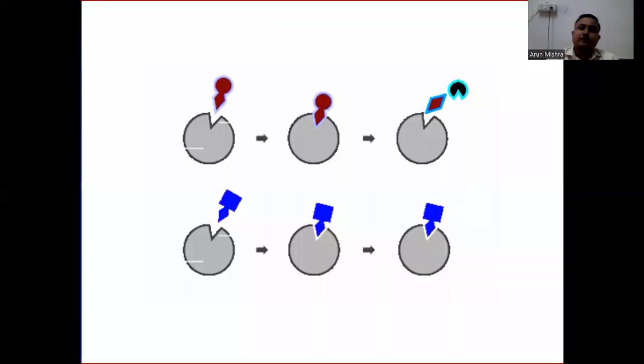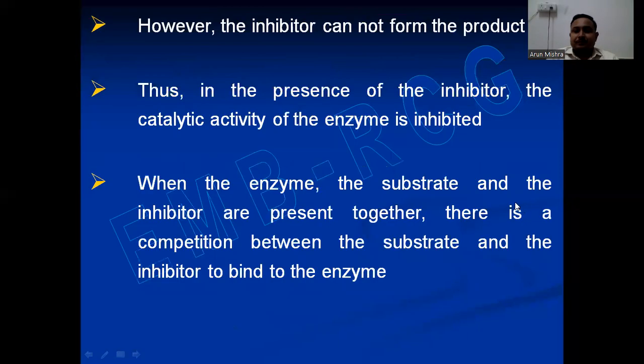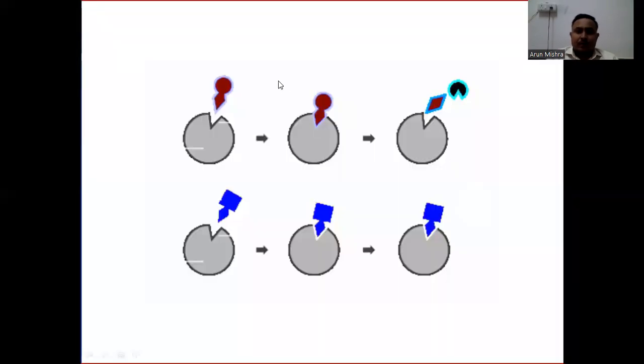So that is the diagram. You can see here, this is a substrate and it's binding to the enzyme. These two form the enzyme substrate complex and product is released along with the enzyme.